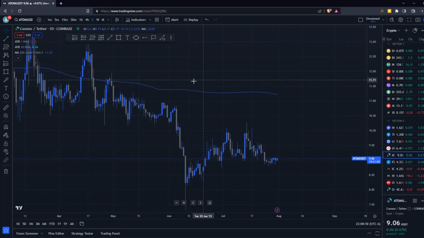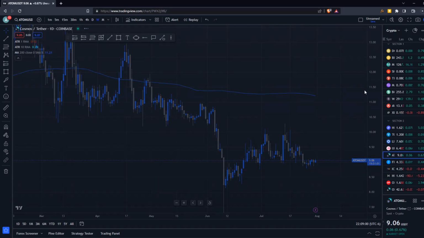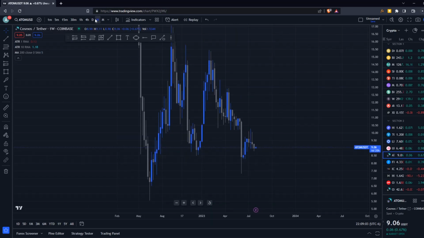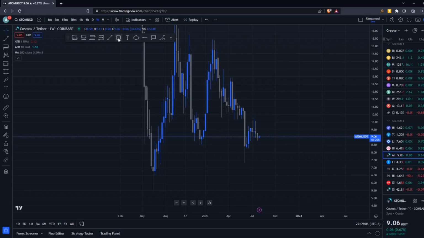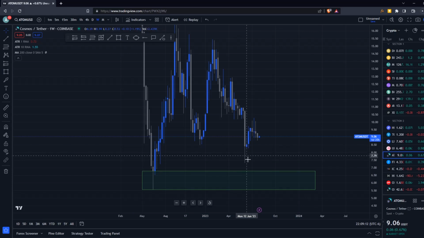Moving on to Cosmos. So now this currency is bearish, way below this moving average. Looks pretty weak and kind of flat, to be honest. So I'd be looking to short this. I'd be looking to short it to this previous area. Could go to this one, but I would like to go a little bit further.